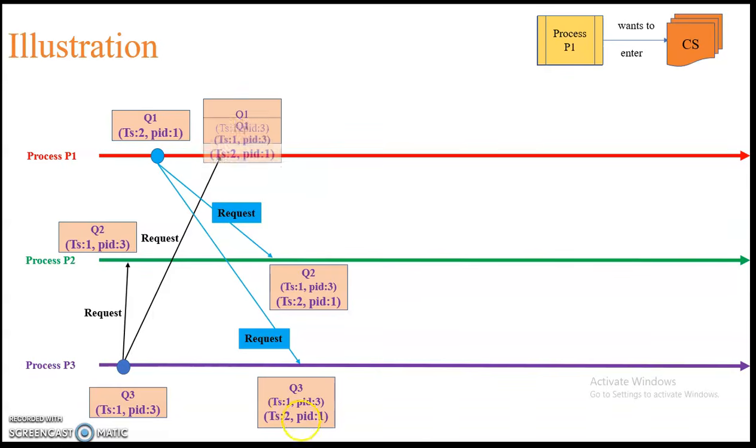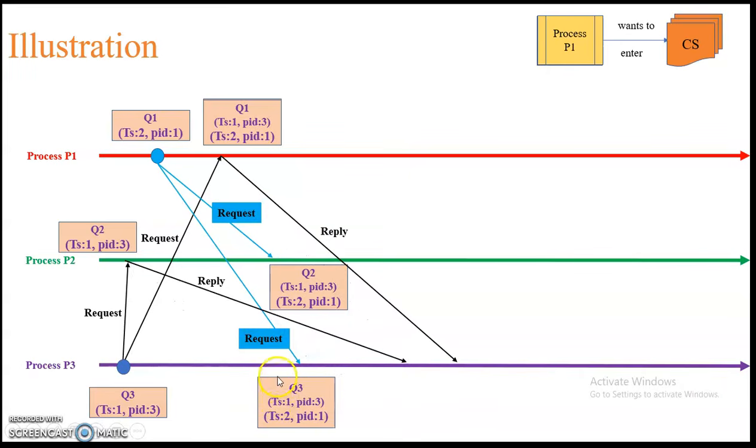Now what happens is that after sending the request, a reply message is necessary. A reply message is sent by the other processes. So P2, which is not involved in accessing the critical section, immediately sends a reply message that yes, you can use the critical section from my end because I'm not going to use the critical section in the near future.